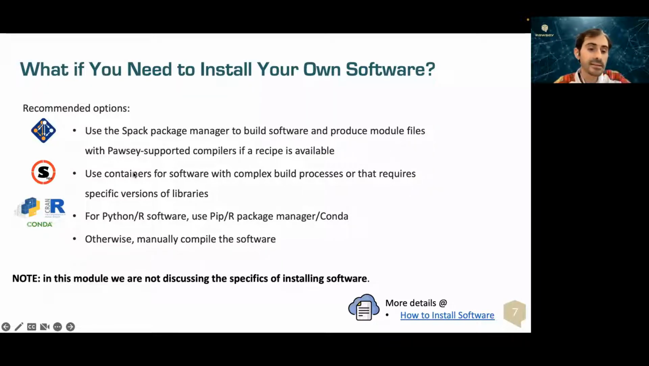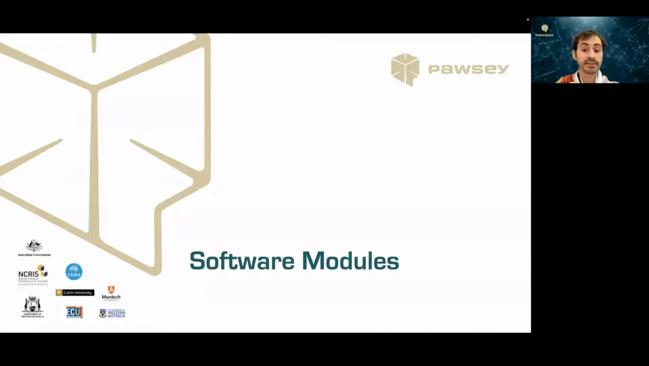If your need doesn't fall in any of these categories, there is always the option to manually compile the software using the build tools that are provided on Setonix. This is all about building the software in this module. We're now going to move forward and talk about using software that is already available on the system. And then we're going to talk about software modules.